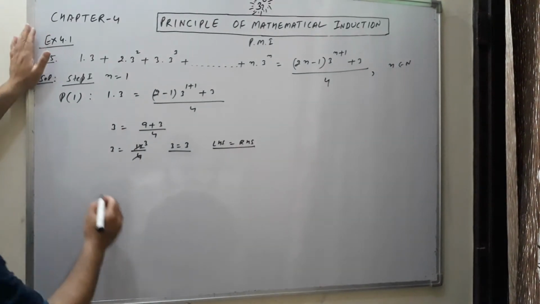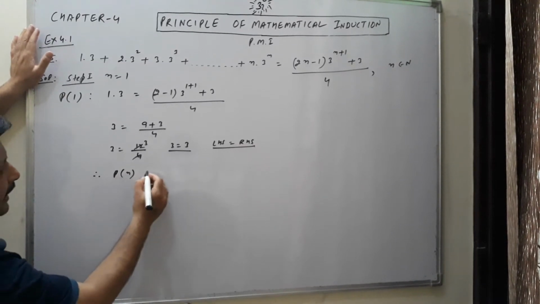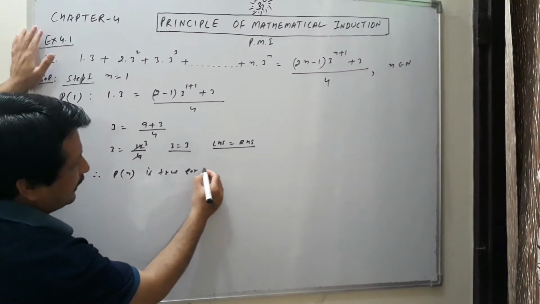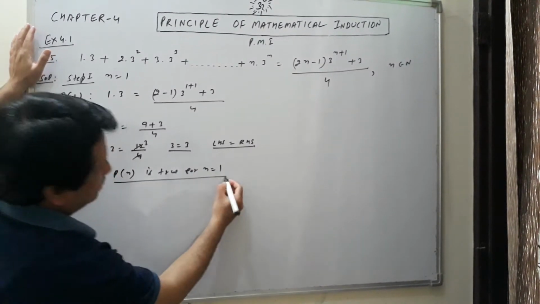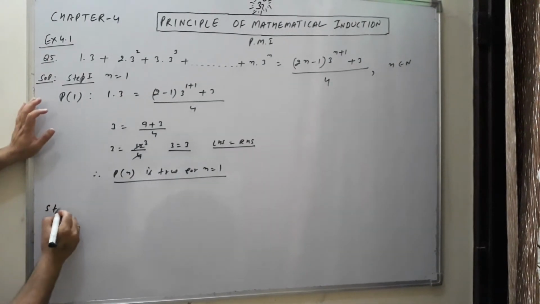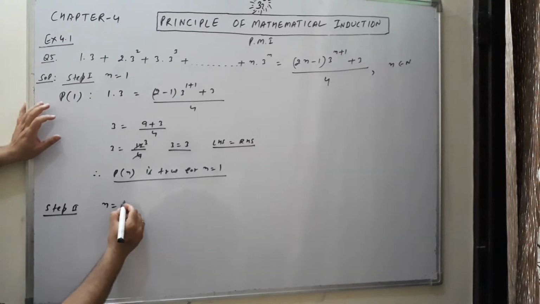So here we can say, therefore we can say that P of n is true for n is equal to 1. This is step number 1, student. Come with step number 2, that is n is equal to k.